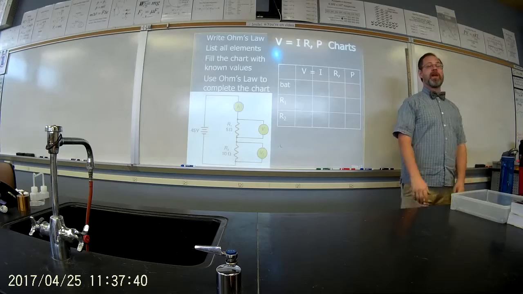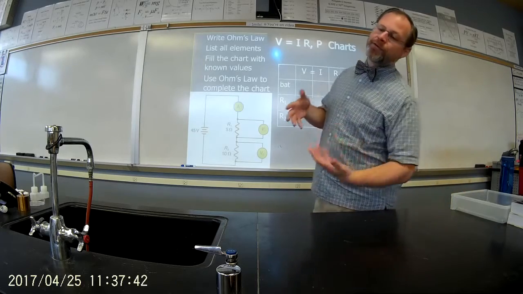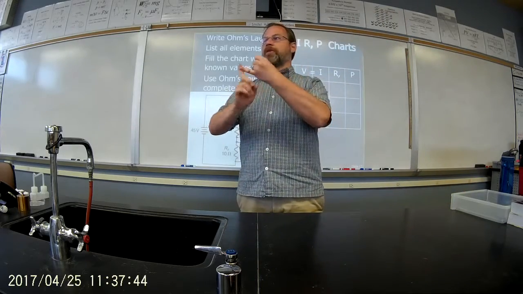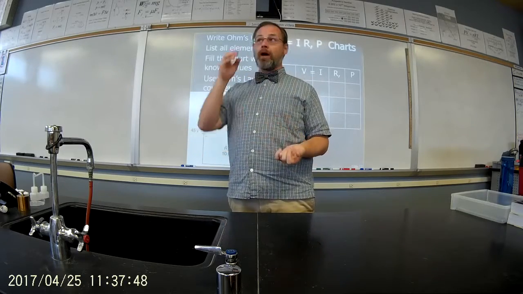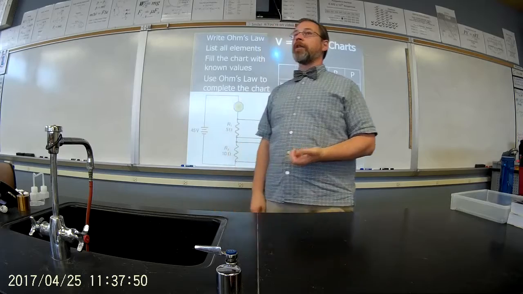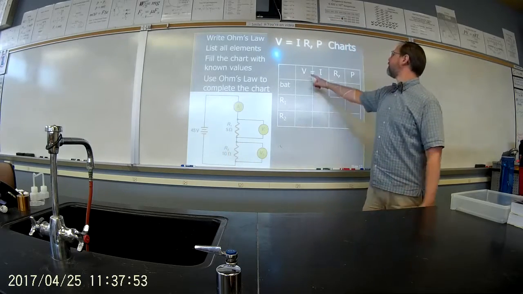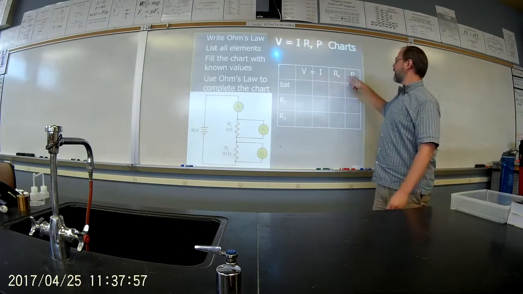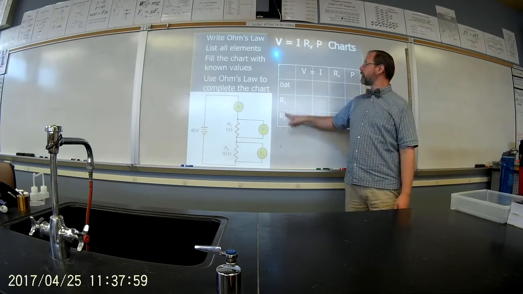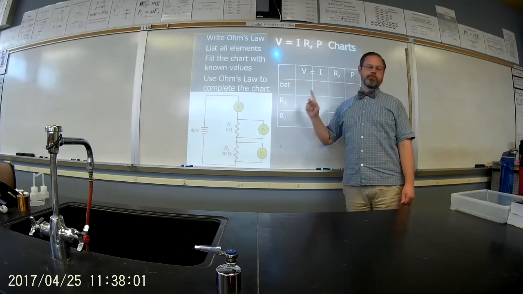So a VIRP chart is a handy tool that allows us to know the potential, current, and resistance of every element, and then the power, which turns out to be very, very handy. So this is what you do. You draw V equals IR and P. So do Ohm's law, V equals IR and P, and then the elements along this side, and make a grid.